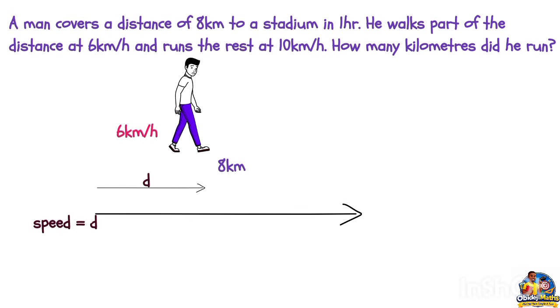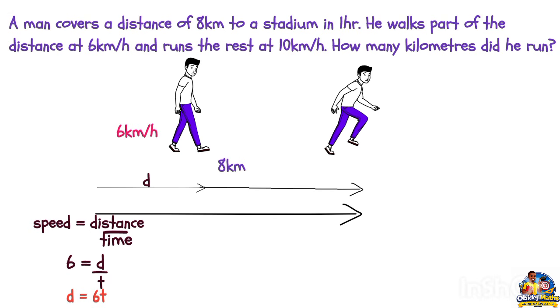Now, speed is equal to what? Distance over time. The speed used at that time is 6. So that will be 6 equals d over t. Let's say t is the time. So d is equal to 6t. Now, for the second journey, the man was running.